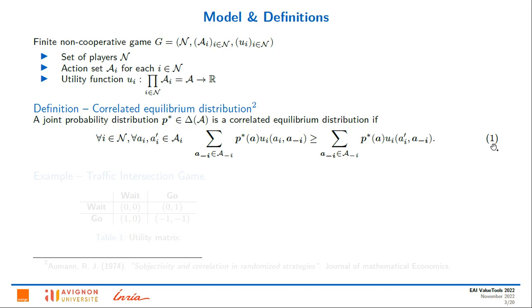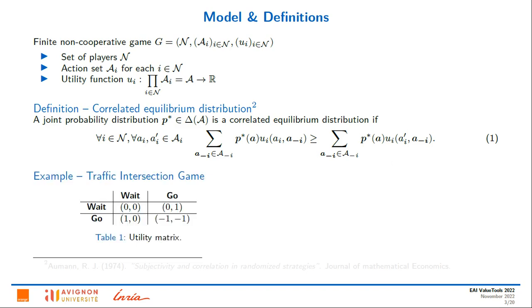Now what the inequalities in equation 1 say is that P star is a correlated equilibrium probability distribution if for every player and every pair of actions, a_i and a_i prime, the expected utility obtained under P star is greater than the one the player obtains after unilaterally deviating from a_i to a_i prime. So the stability condition or the equilibrium condition here is defined in a very similar way as what is commonly done with Nash equilibria with respect to unilateral deviations, in this case to pure actions.